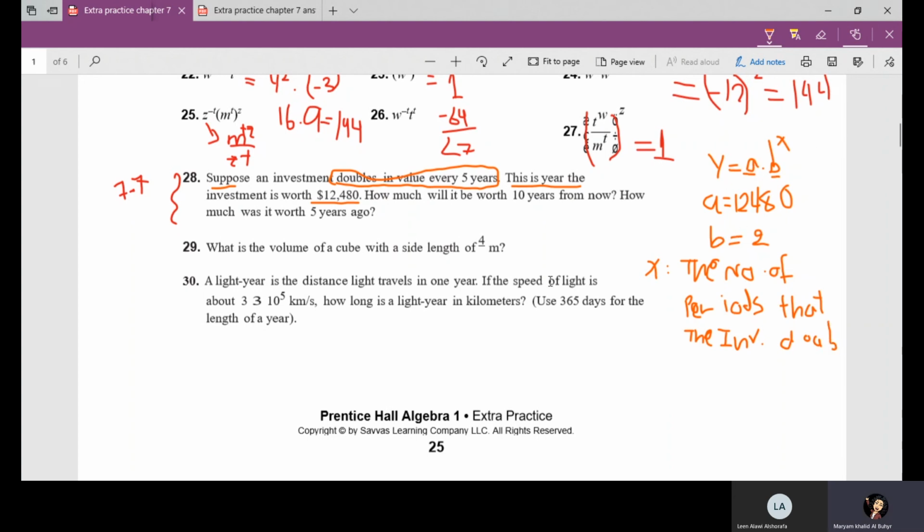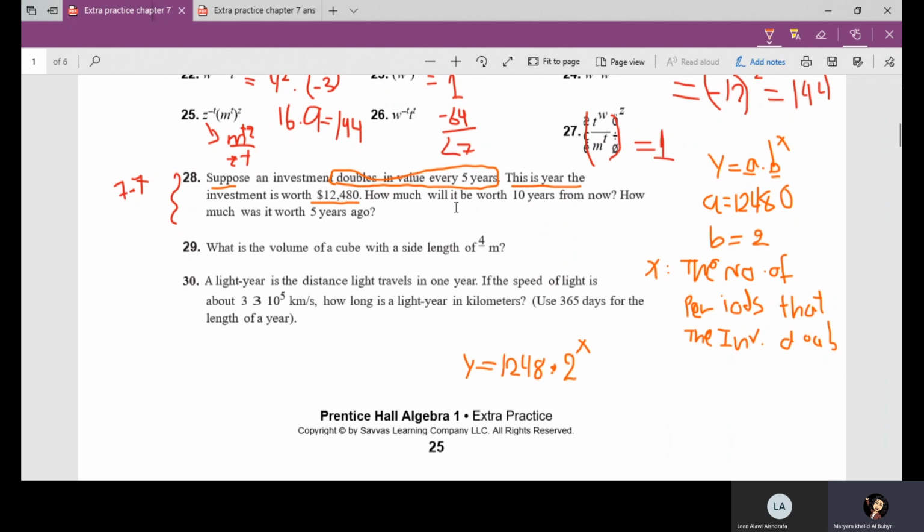Now I can rewrite my formula. So y equals a, which is 12,480, times b, the common ratio, which doubles every 5 years, so times 2 to the power x. Now I need to answer the question. I have the rule that will help me find the answer.